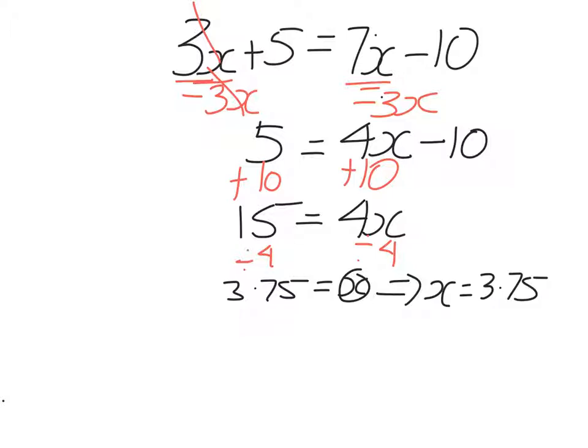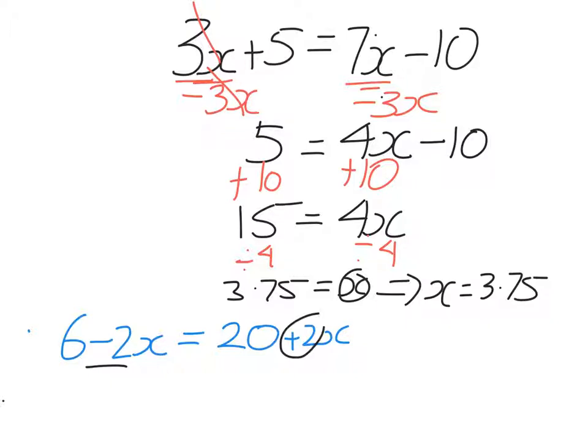Now, if you have something like this, let's say 6 minus 2x equals 20 plus 2x. Okay? People freak out. They think, oh my god, a negative, what do I do? You do exactly what I just said. You subtract the x with the lowest number in front of it. So the lowest coefficient here is negative 2. Negative 2 is smaller than positive 2. But when you subtract negative 2x, that's the same as adding 2x. So I'm adding 2x to both sides in this case.